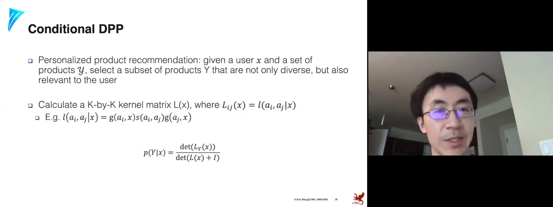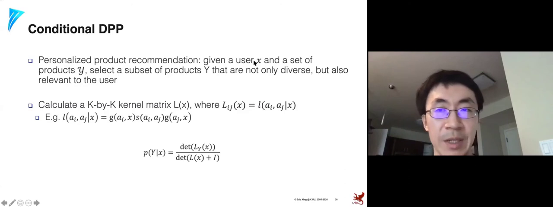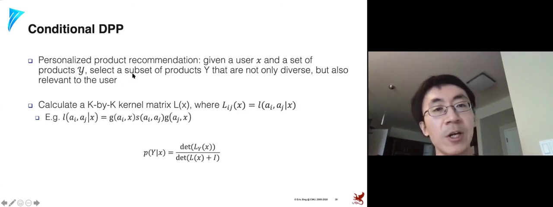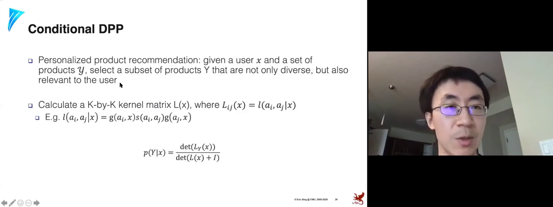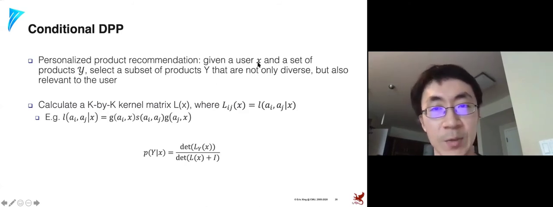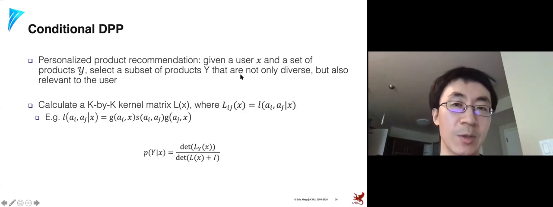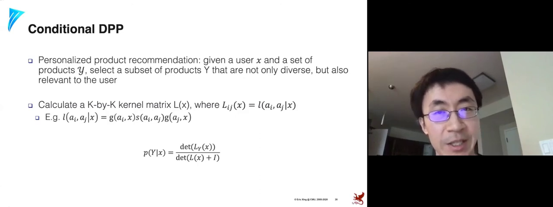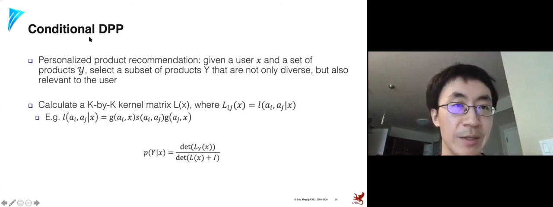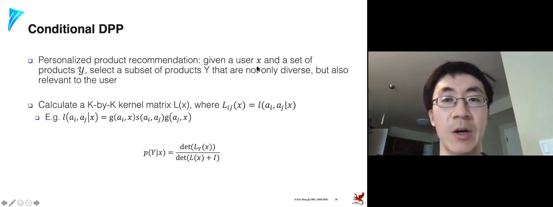For instance, in personalized product recommendation, we have a user, we have some information about this user, and a set of products. When we are doing the selection of the products, we not only want to select diverse products, but also products that are highly relevant to the interest of the user, right? For each product, we can measure its correlation or relevance to the information of this user and take that into account when we are doing the selection. And in this scenario, if we want to define a DPP, that would be called conditional DPP, conditional on the external information, such as the profile of the user.